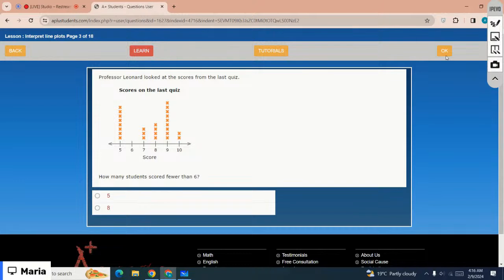Professor Leonard looked at the scores from the last quiz. How many students scored fewer than 6? Which is the correct option? Fewer than 6 is 5. You have to calculate all the crosses that are in front of, above 5. So, which is the correct option?